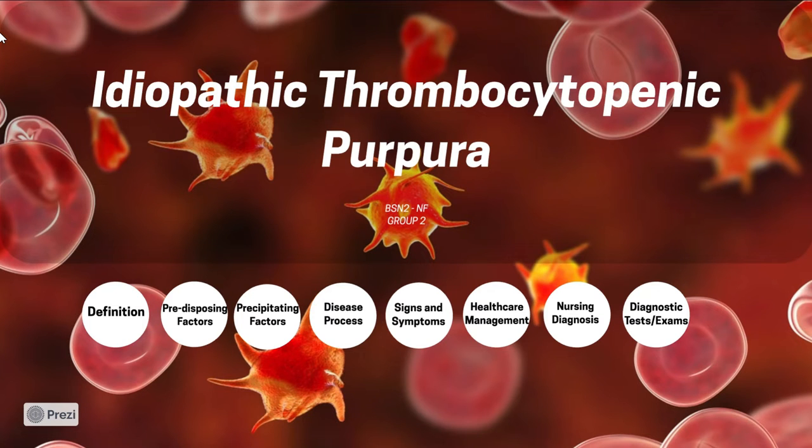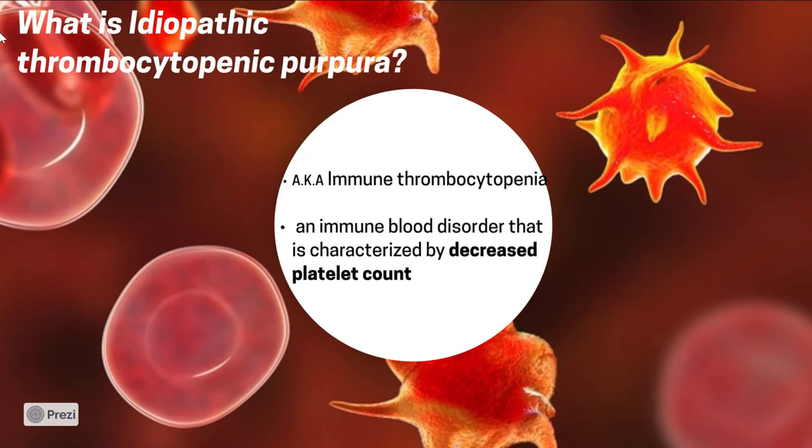Good day! For this week's concept map, we are elaborating idiopathic thrombocytopenia purpura. By definition, idiopathic thrombocytopenia purpura, also called immune thrombocytopenia, is an immune blood disorder that is characterized by a decreased platelet count. The name thrombocytopenia purpura reflects this, thrombocytopenia referring to a platelet deficiency and purpura or purpuric rash.